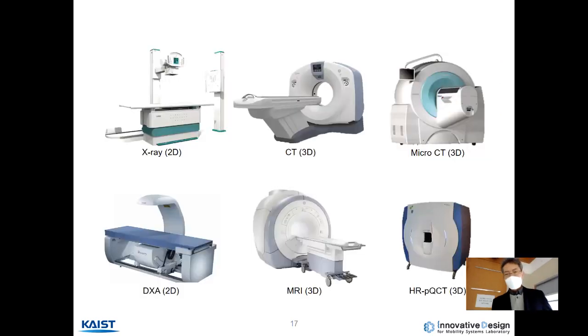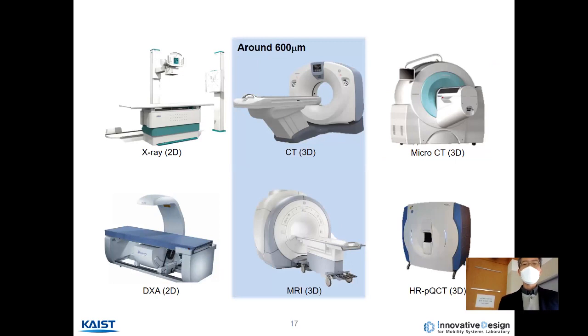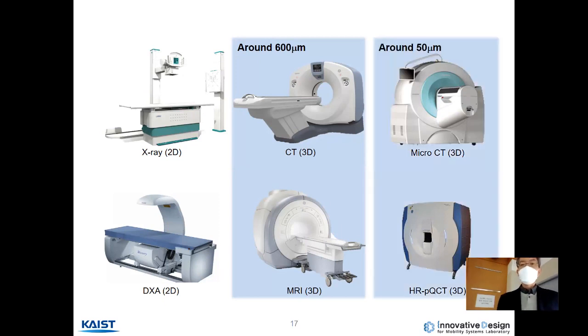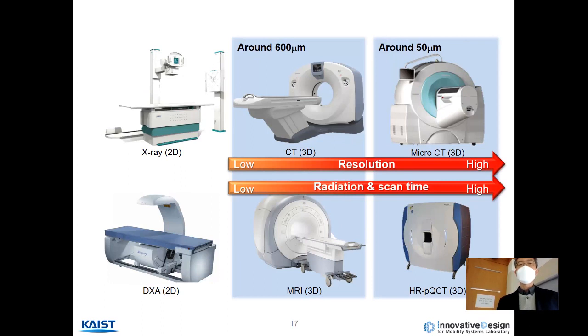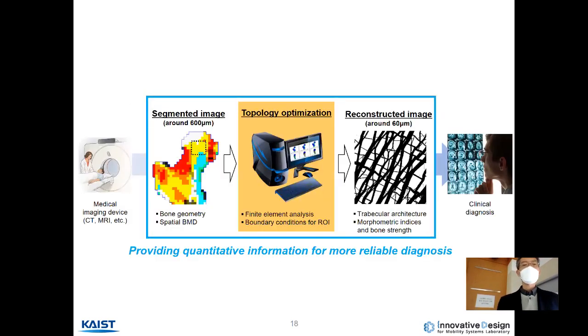Actually, in terms of medical imaging, we use CT or MRI in clinical practice. Again, they provide around 600 micrometer resolution. But micro-CT and HR-pQCT can provide around 50 micrometer resolution. But the problem is, as the resolution increases, we have excessive radiation exposure and excessive scanning time. So we cannot use these two in clinical practice. So our goal is to provide a new scheme.